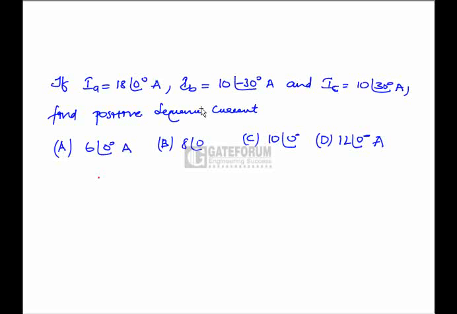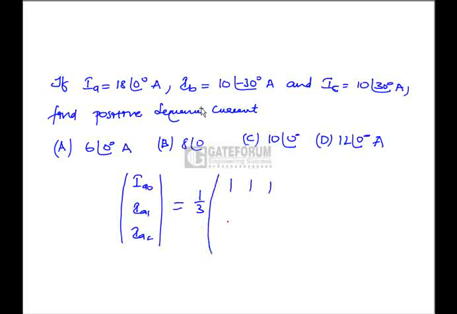In this question, he has given three phase currents, that is IA, IB, IC. Magnitude and phase angles he has given, and we have to find the positive sequence current. If you see the relation between sequence currents and phase currents, in matrix form we know that IA0, IA1 and IA2 is equal to 1 by 3 times of the matrix 1 1 1, 1 a a square, 1 a square a, and these are phase currents IA, IB and IC.